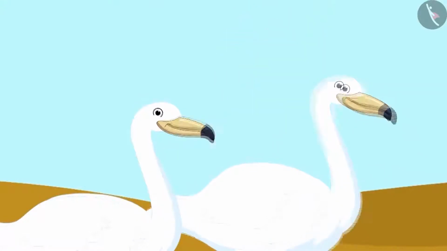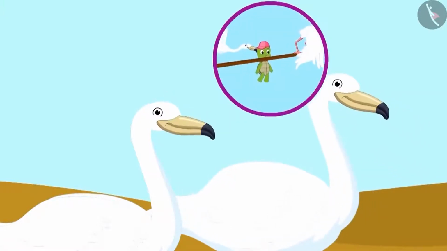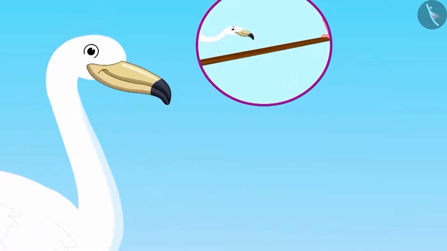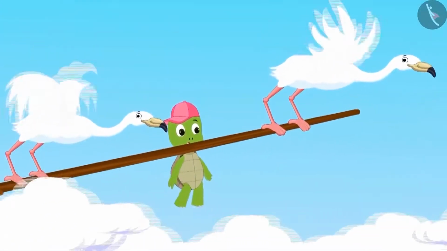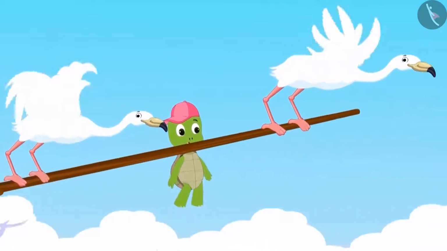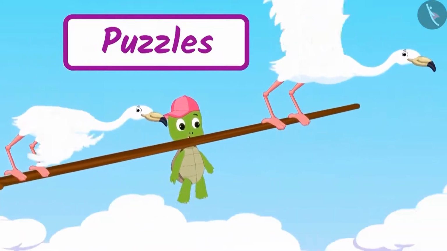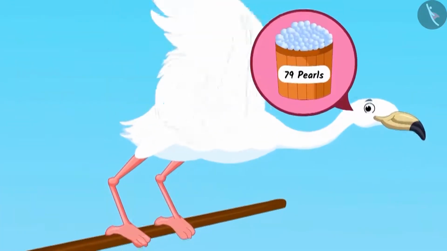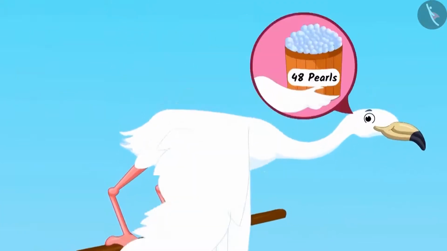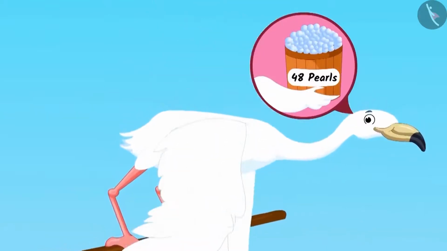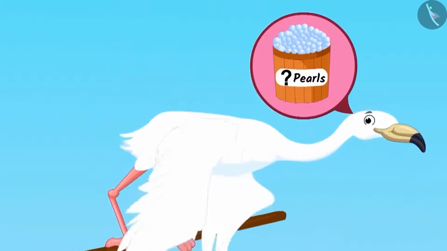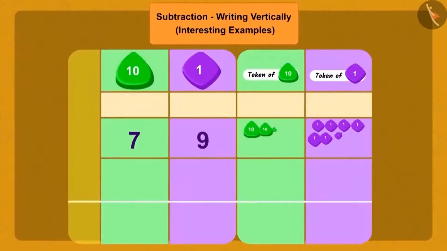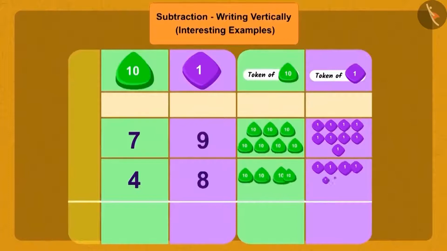The only condition they had was that Tufan would not say anything all through the way, or else he would fall down. They had to travel a long distance, and the birds thought that they would ask each other puzzles. One bird asked another, "I have 79 pearls, and I gave you 48 pearls, then how many pearls are left with me?" Tell me, children, how will the bird solve this puzzle?